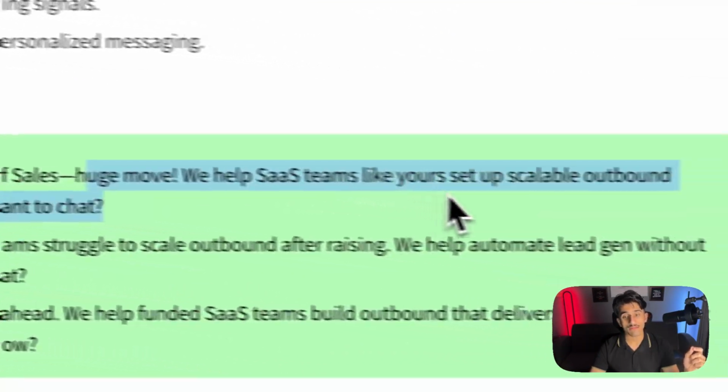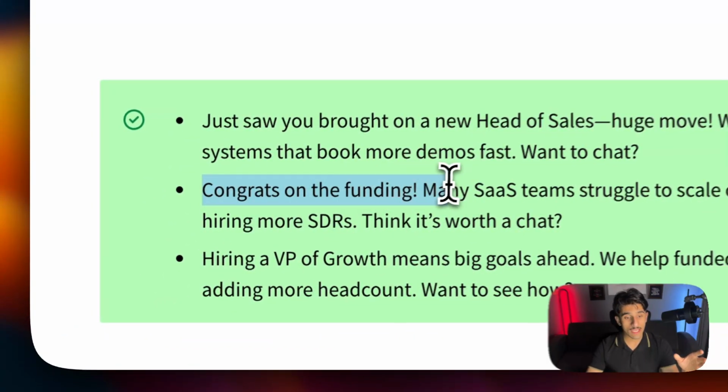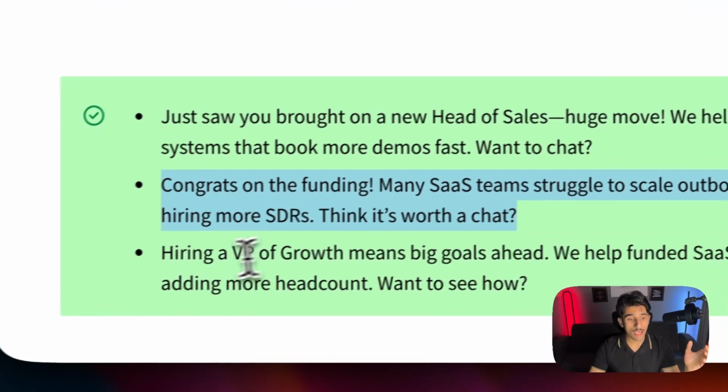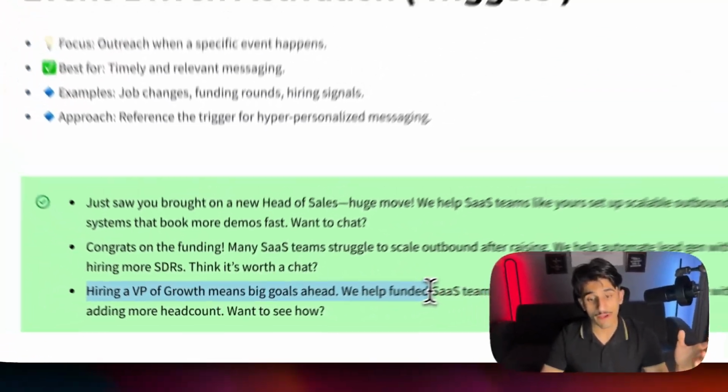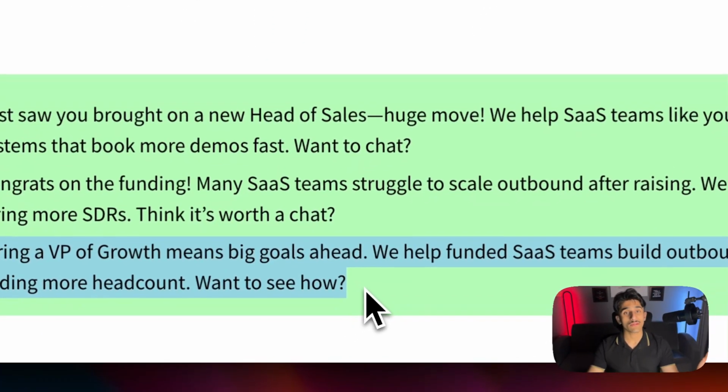For a quick example: just saw you brought on a new head of sales. Huge move. We help SaaS teams like yours set up a scalable outbound system that books more demos fast. Want to chat? Quick example. And another one. Congrats on the funding. Many SaaS teams struggle to scale outbound after raising. We help automate lead gen without hiring more SDRs. Think it's worth a quick chat? Hiring a VP of growth means big goals ahead. We help funded SaaS teams build outbound that delivers pipeline without adding more headcount. Want to see how? That's pretty much it.